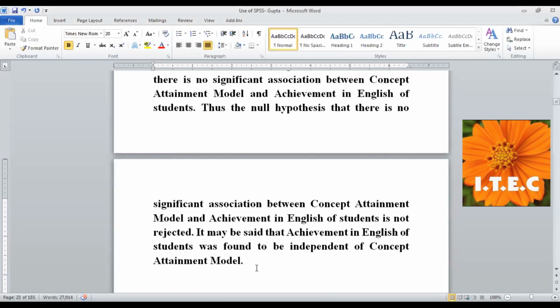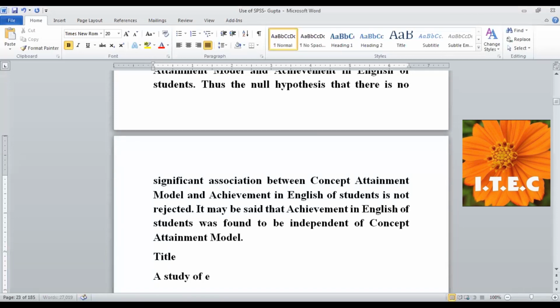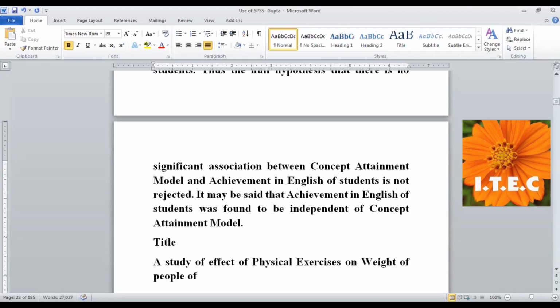Let us see. I'm having a title like this: A study of effect of physical exercises on weight of people of 30 years of age of Delhi.